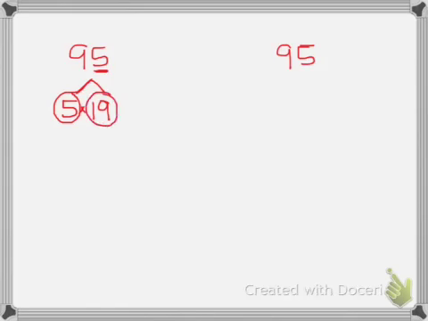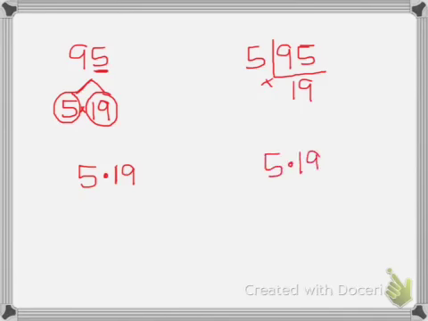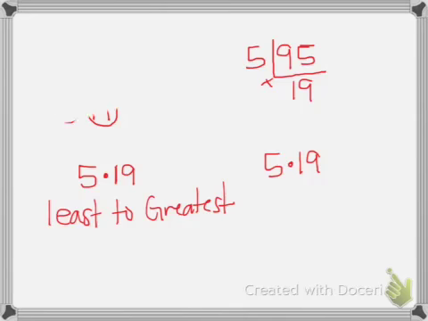So I'm done. If I were to use the ladder method, I would divide this by 5 and I get 19 because 5 times 19 is 95. So again, I'm going to write this as 5 times 19, and I can't write it in exponential notation because I see each number only once. So again, I'd write this as 5 times 19. It's always important to remember that we write our numbers from least to greatest. Okay? Let me try another example.